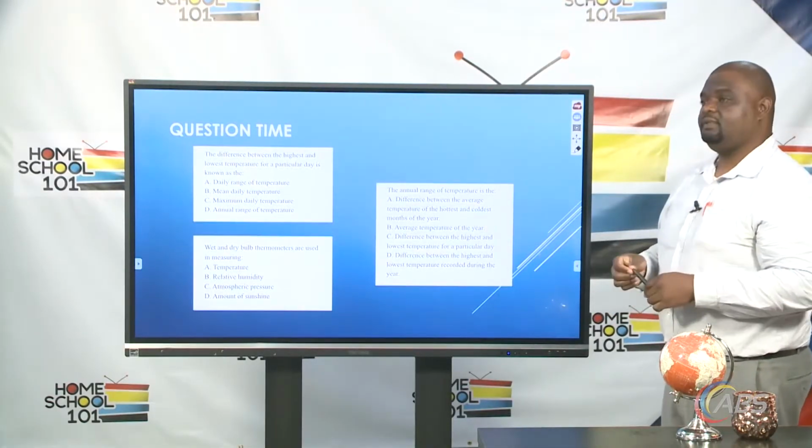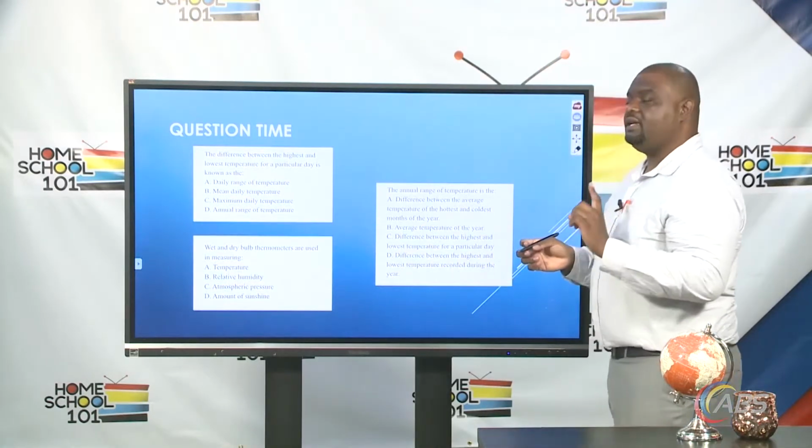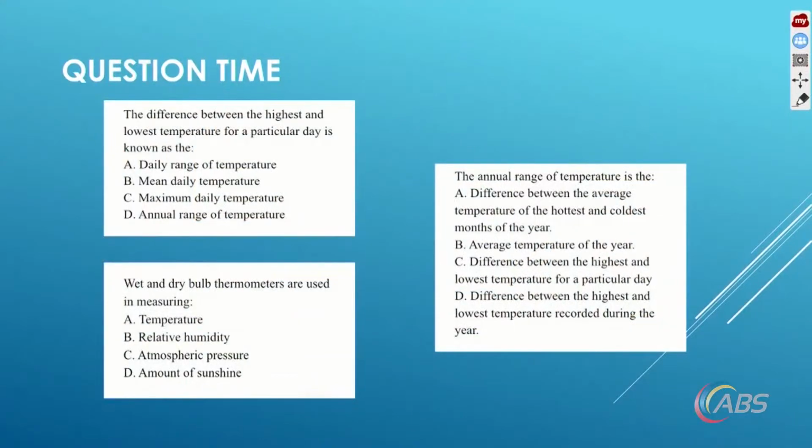So now questions. So what's the difference between the highest and lowest temperature for a particular day? Is it A, daily temperature range, B, mean daily temperature, C, maximum daily temperature, D, annual range of temperature? Next question. Wet and dry bulb thermometers are used in measuring, is it A, temperature, B, relative humidity, C, atmospheric pressure, or D, the amount of sunshine?